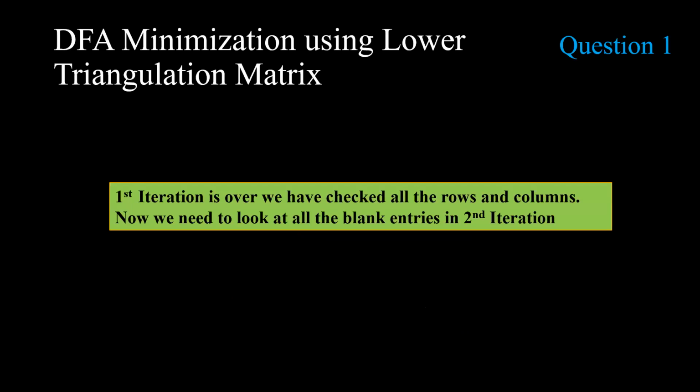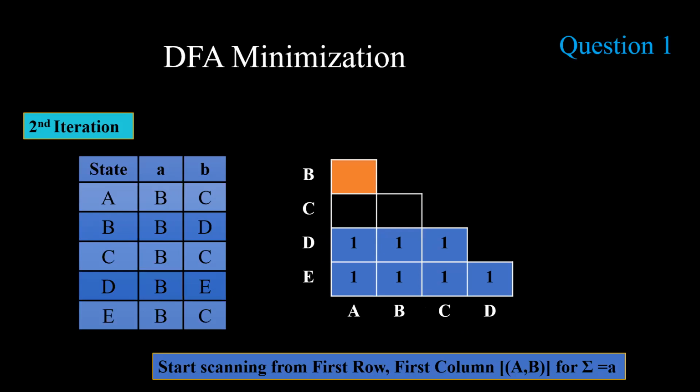Now our first iteration is over. We have checked all the rows and all the columns. Now we need to look at all the blank entries in the second iteration. We are naming it the second iteration because we have covered every row and every column of the matrix, and now we are starting again with the same thing a second time. Now we have 3 entries in this entire matrix which are unmarked. First is AB, second is AC, and third is BC. We will recheck all these entries.